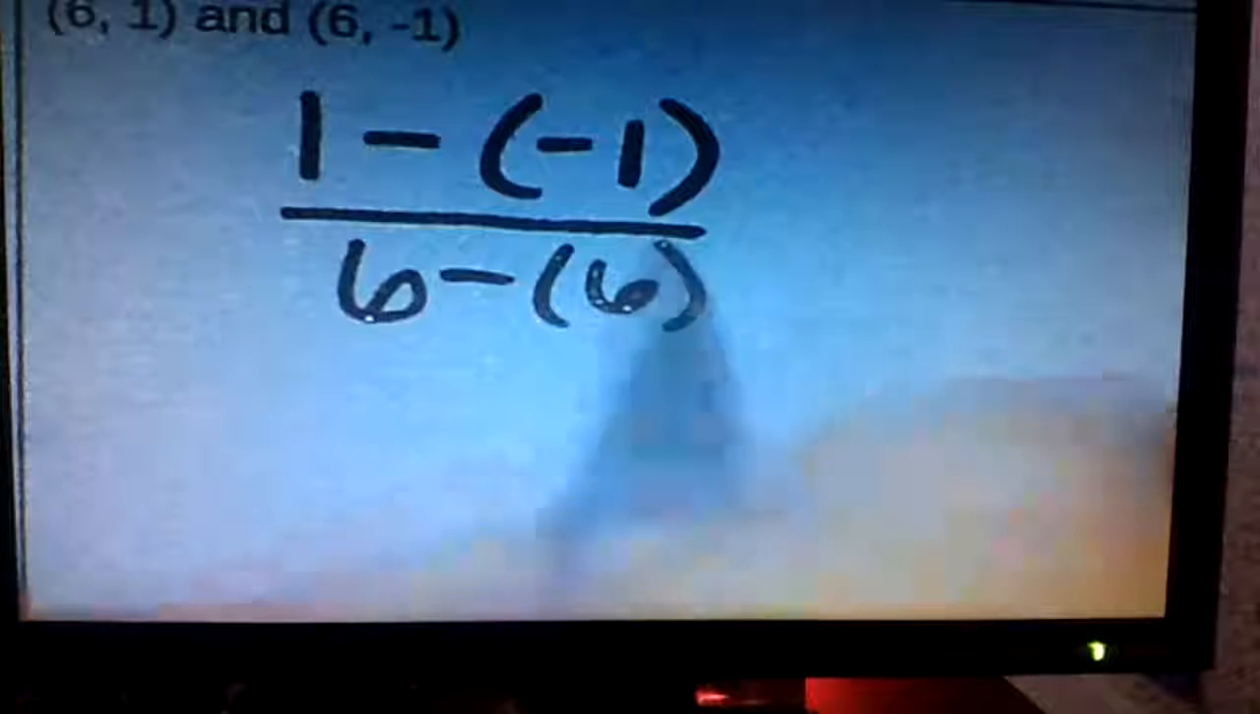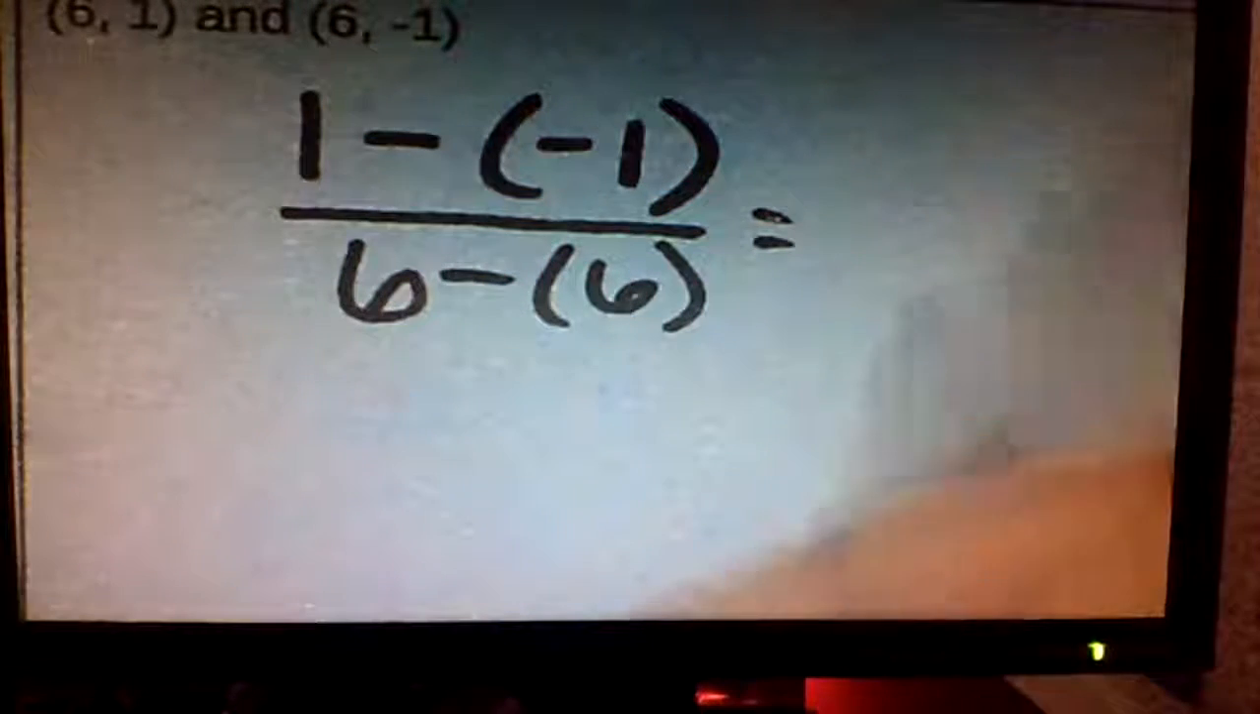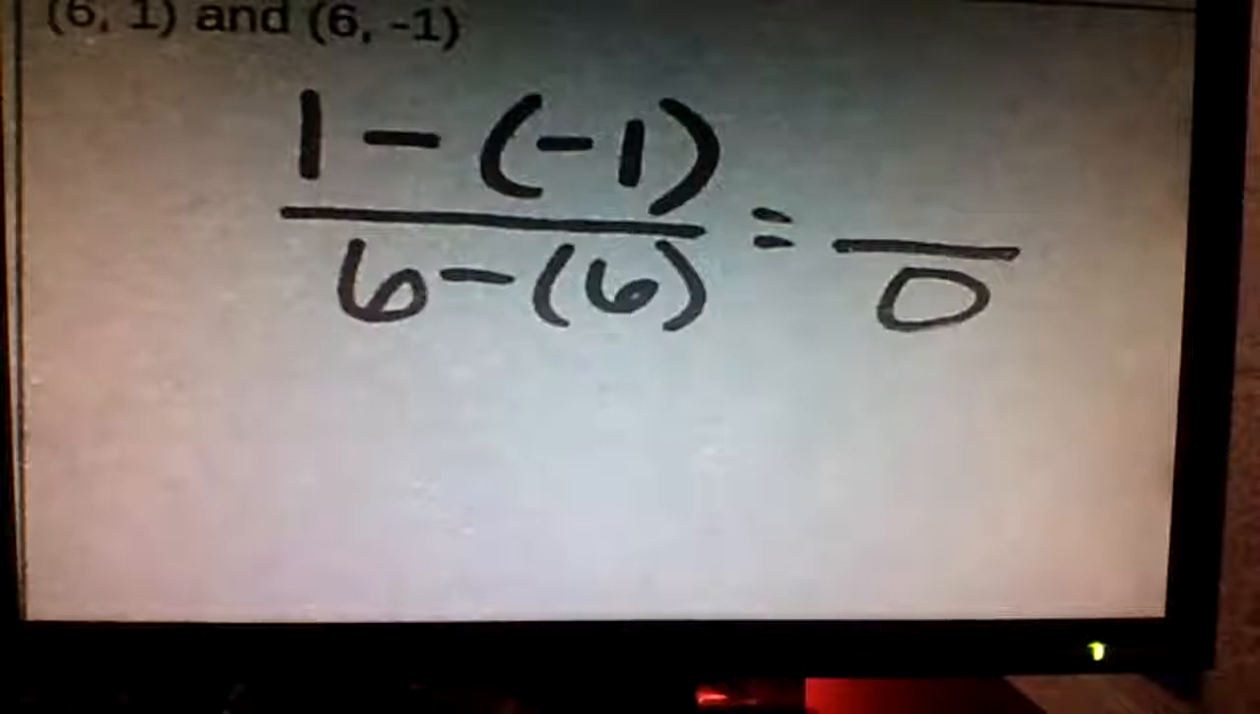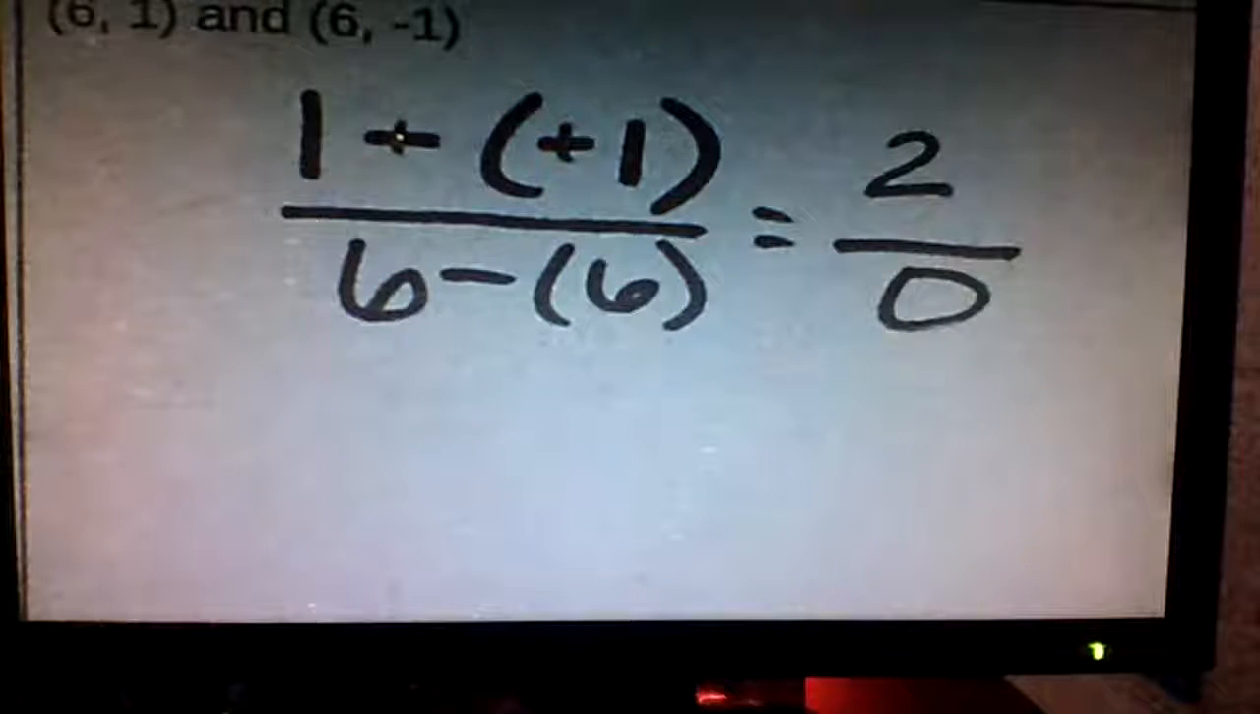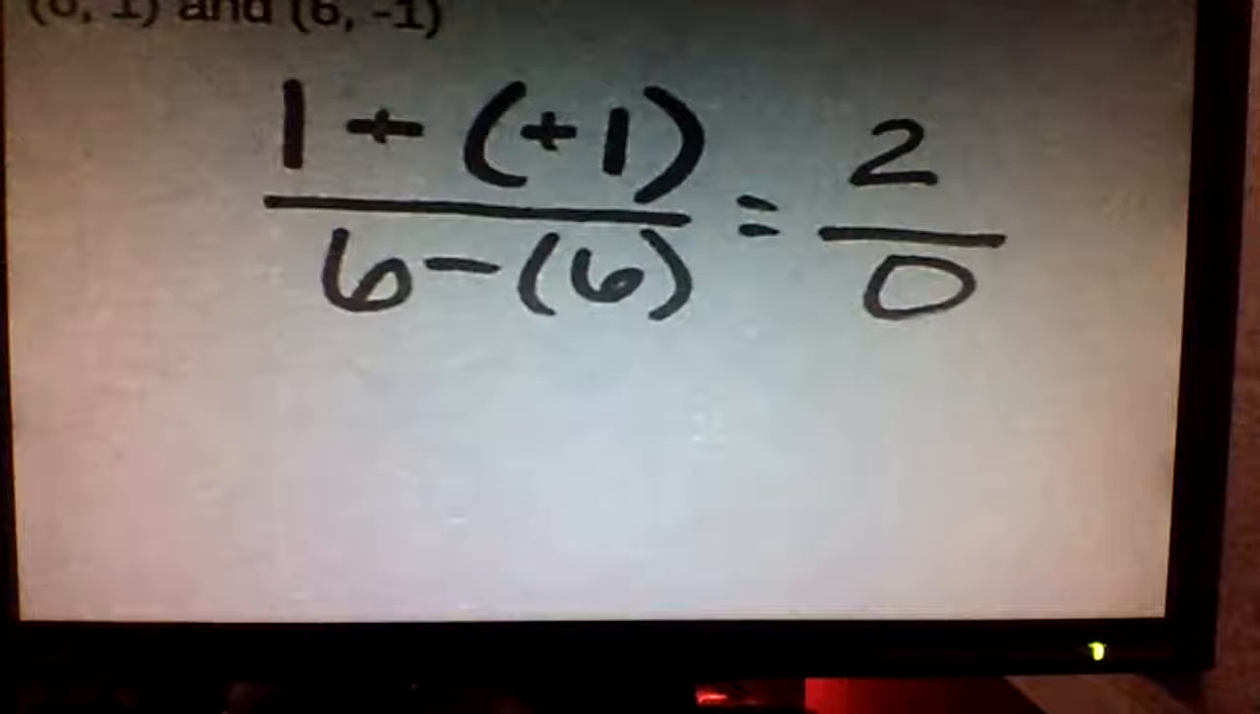Let's look at this last one. What should the top look like? 1 minus -1. 6 minus 6. Xavier said 6 minus 6 is 0. And this is a 2, because remember, your minus and negative turns into plus a positive. 1 plus 1 is 2. No, the answer is not 0. The answer is not 2.